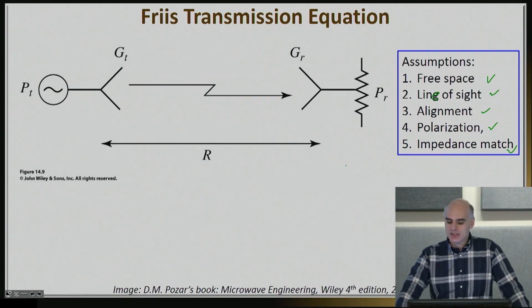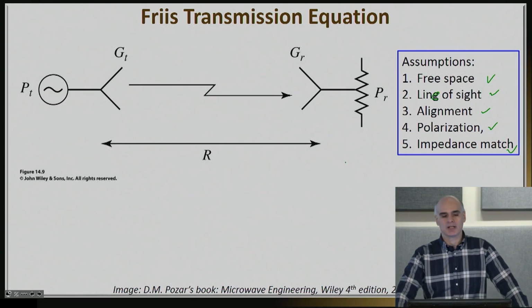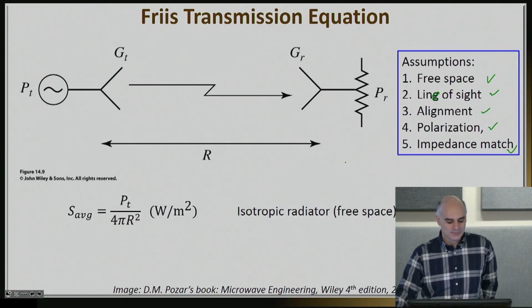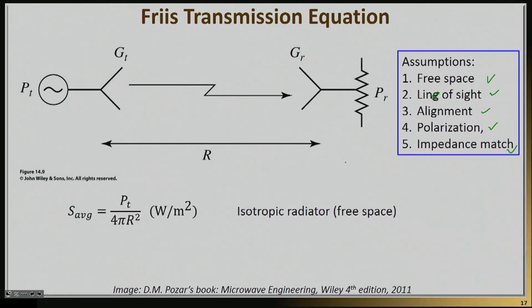So if those assumptions are true, which of course can only happen in an ideal system, and we'll see how it changes in real life, then what one can say is that if my transmitting antenna was an isotropic radiator, then I could easily calculate the power density in free space by taking the total amount of power that I can radiate from my antenna and dividing it equally on a sphere around the antenna.